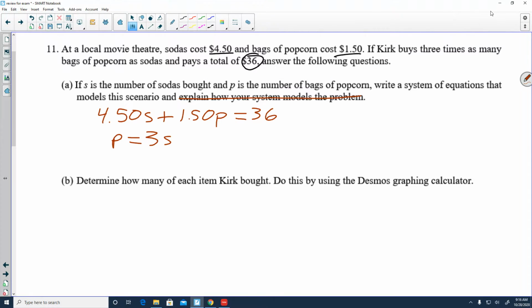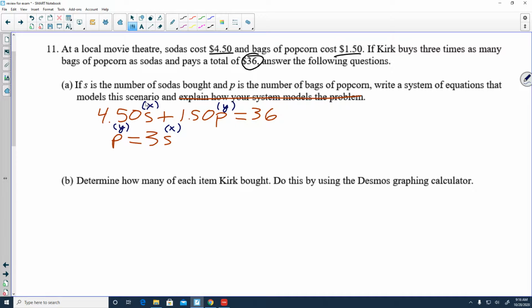Now be careful, we have S and P here. So into Desmos, we can't type S and P. So we need to figure out one variable is going to be X and one variable is going to be Y in Desmos. So let's make S X and let's make P Y.